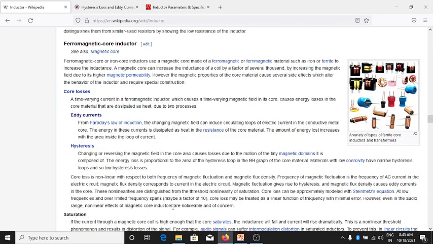Next is the ferromagnetic core inductor. Here are the various types of ferrite core inductors and their diagrams. Ferrite core inductor types: ferrite core and iron core inductors use a magnetic core made up of ferromagnetic and ferrimagnetic materials such as iron or ferrite.